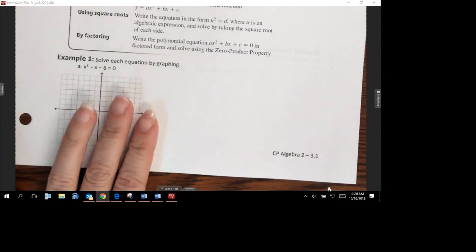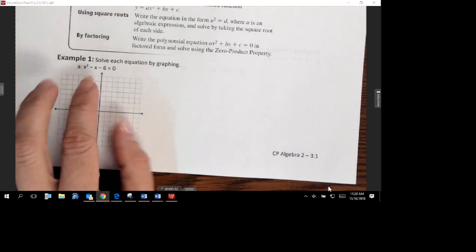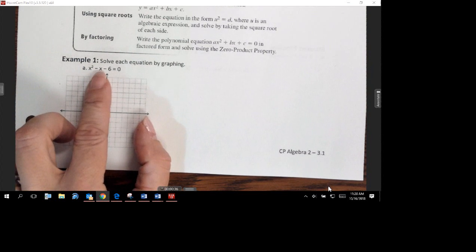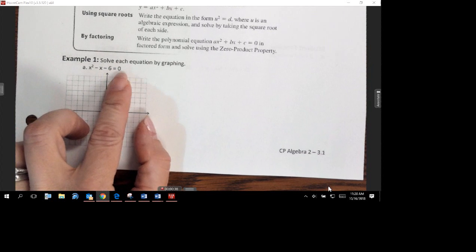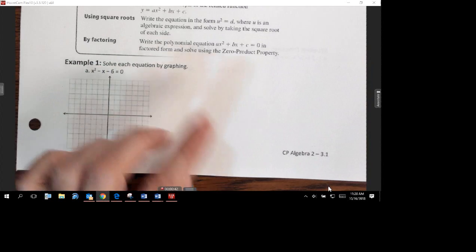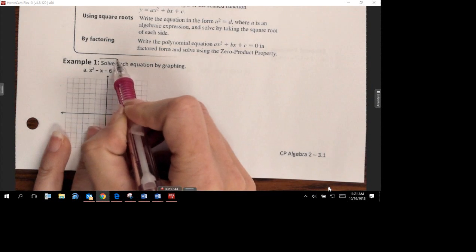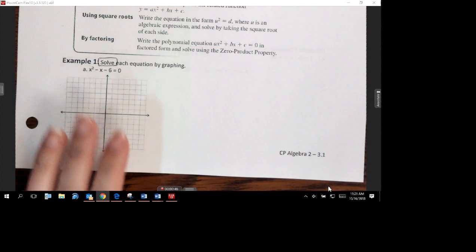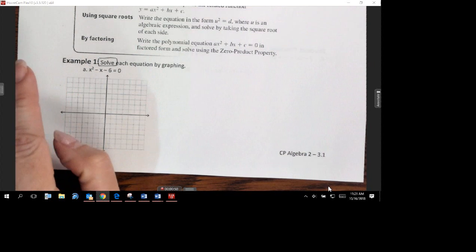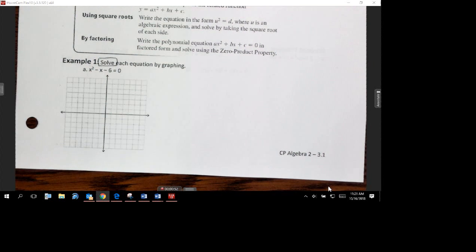Example 1, we're going to solve the equation by factoring. So what I've done now is I've given you an equation, x squared minus x minus 6 equals 0. And it says solve each equation by graphing. If you're asked to solve, that means you're finding what a variable equals. So when you look at this equation, what variable do you not know what it equals? What variable are we solving for? We're solving for x.